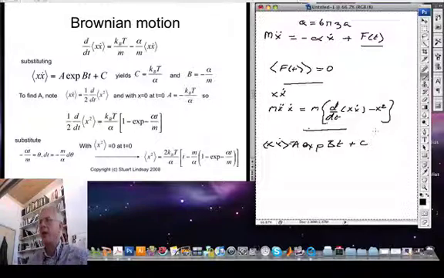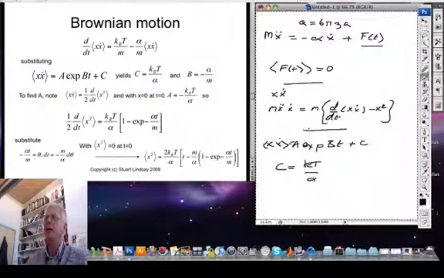By substituting this into the equation of motion, taking the derivatives, and then setting t equal to 0, so the exponentials now become unity, we obtain straight away that c is kT over alpha. We obtain b similarly because we require the coefficients of the exponentials to be identical on the left and right hand side, and so from the same equation we obtain b equals minus alpha over m.